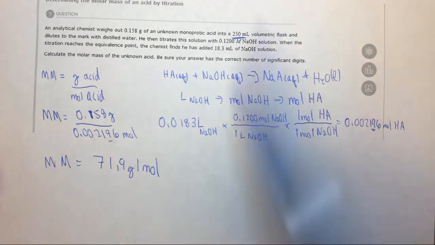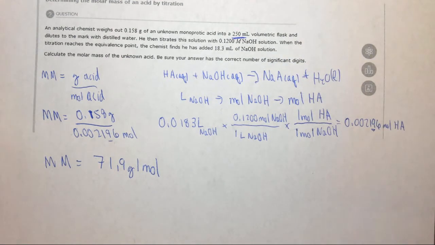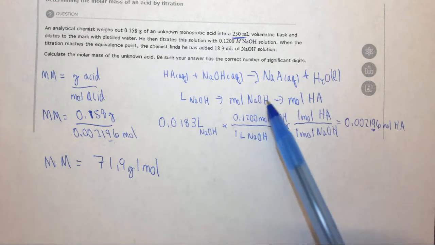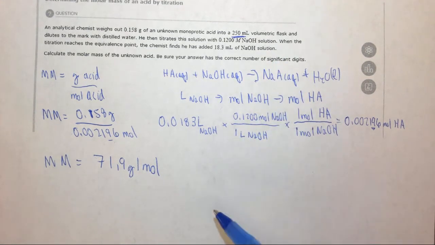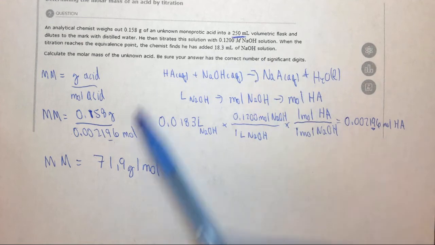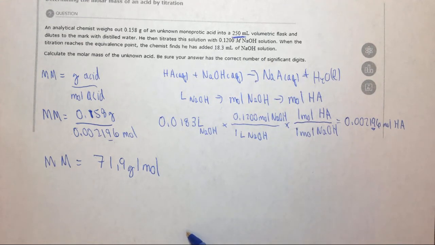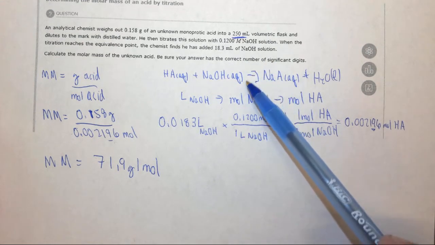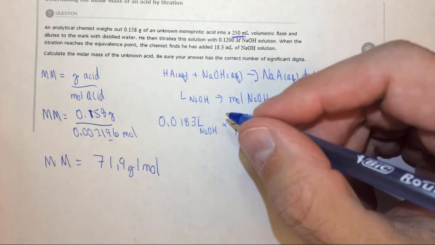The other thing I want to point out is that you may have a di or a triprotic acid in other problems in this unit. I forgot what they call these things. So anyway, you might have a diprotic acid.